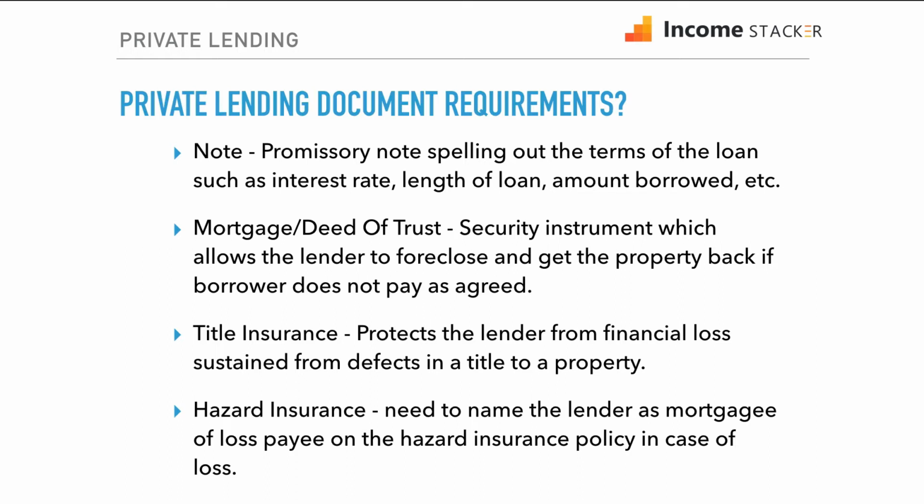And then of course you want to get hazard insurance, right? So if the place burns down, you have some way to get your money back. So you need to name the lender as the mortgagee. If you're the lender, you want to be on that insurance policy as the mortgagee, or sometimes they call it the loss payee, on the hazard insurance policy in case of a loss. So again, this is high level, but just like a bank would do, right? If you're lending money, you need to get these 4 things done in order to secure yourself and make sure you're protected.